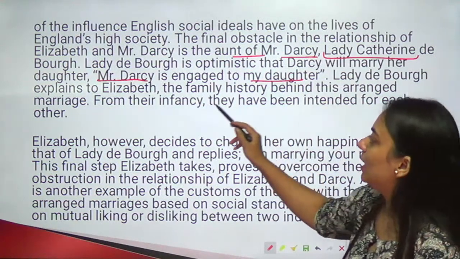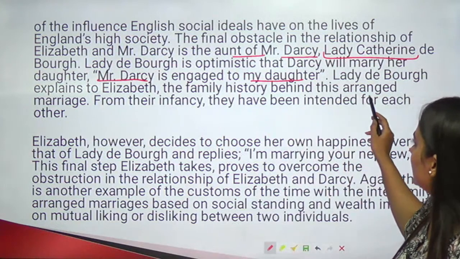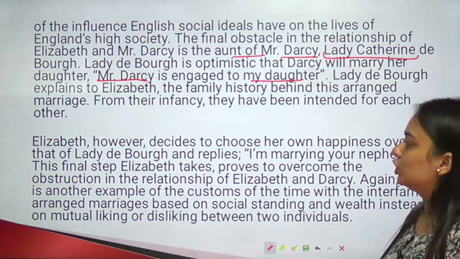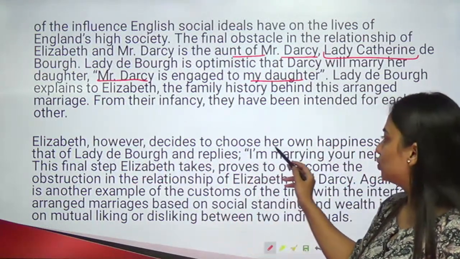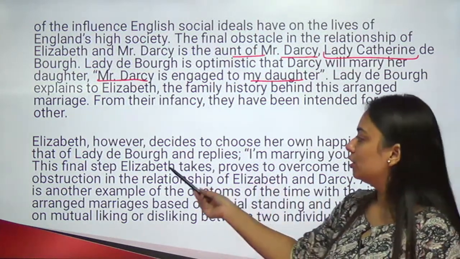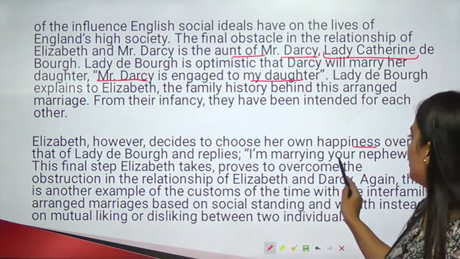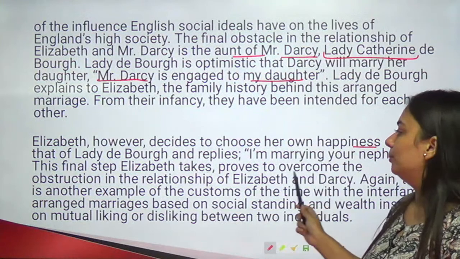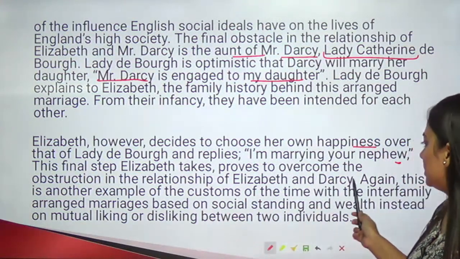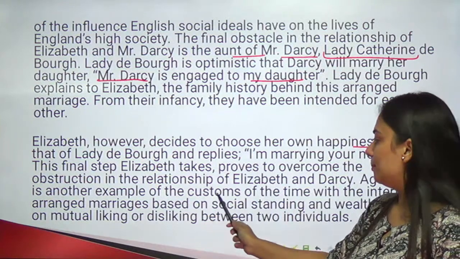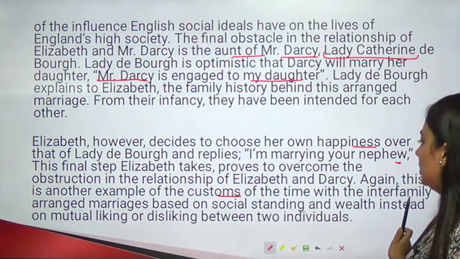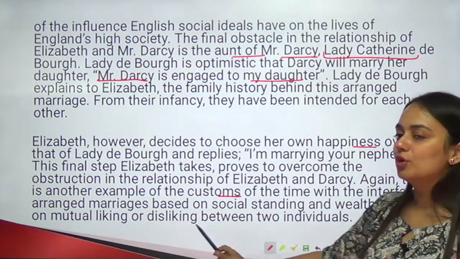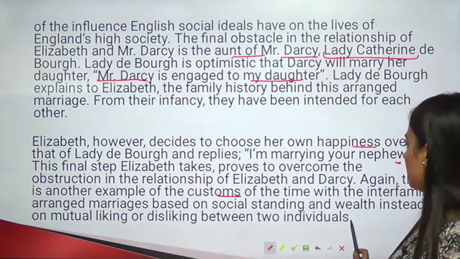Lady de Bourgh explains to Elizabeth the family history behind this arranged marriage. "From their infancy, they have been intended for each other." Elizabeth, however, decides to choose her own happiness over that of Lady de Bourgh and replies, "I am marrying your nephew." This final step Elizabeth takes proves to overcome the obstruction in the relationship of Elizabeth and Darcy. Again, this is another example of the customs of the time, with interfamily arranged marriages based on social standing and wealth instead of mutual liking or dislike between two individuals.